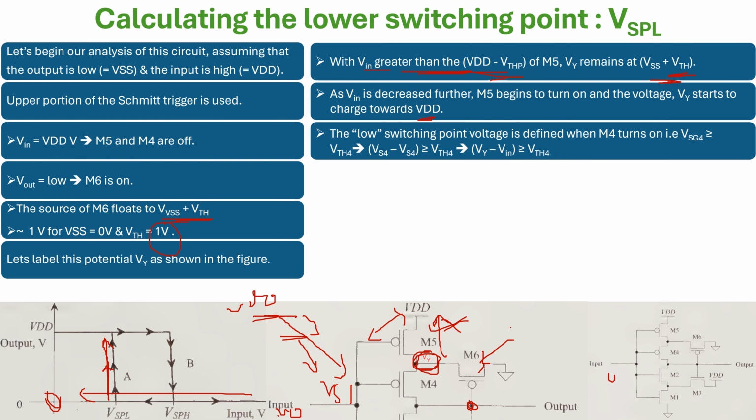Now this device is turned on. So now what I'm interested in is at what input voltage the output node is pulled up. This defines the voltage at which M4 turns on. So now I want to see at what input voltage M4 is turned on. Let's analyze that part now.